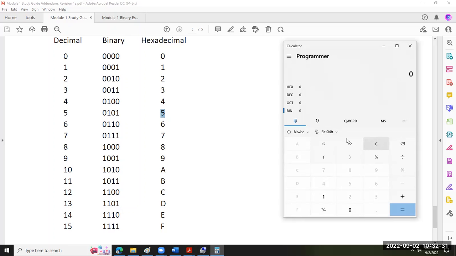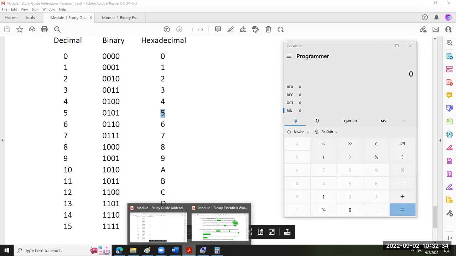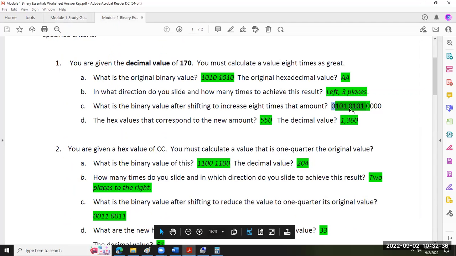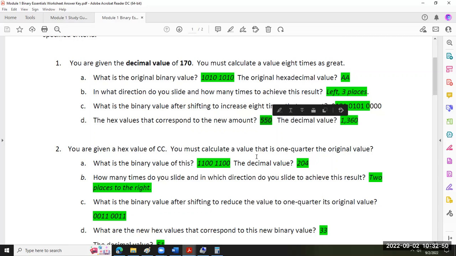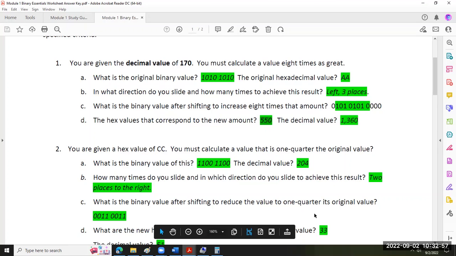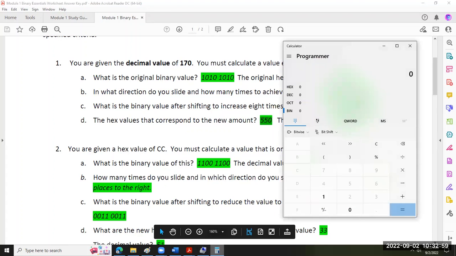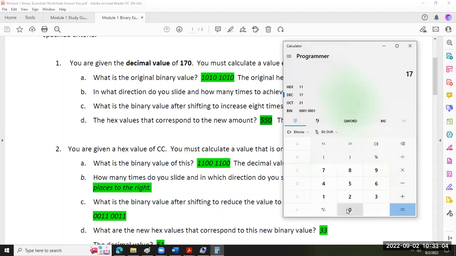So now what I'm going to do is check my work here. And okay, the second value is 0101. That's the same thing, right? And then I have zeros. I got to keep the place. The hexadecimal value of 550 is actually a decimal value of 1,360. Well, how do we check that? I don't know. Let's take the decimal value of 170 and multiply it by 8.